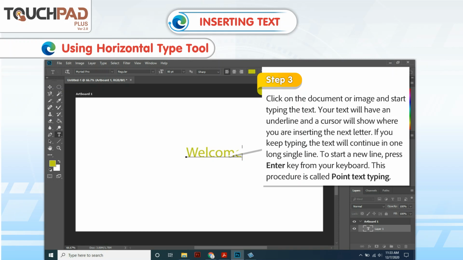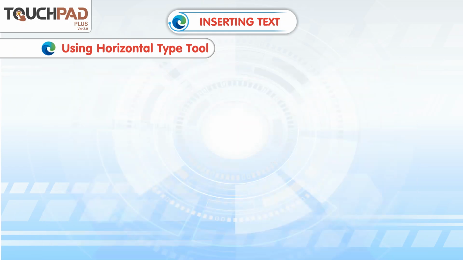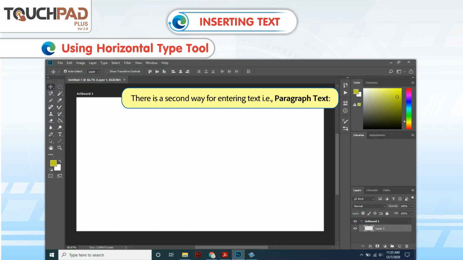If you keep typing, the text will continue in one long single line. To start a new line, press Enter key from your keyboard. This procedure is called point text typing. There is a second way for entering text, that is paragraph text.